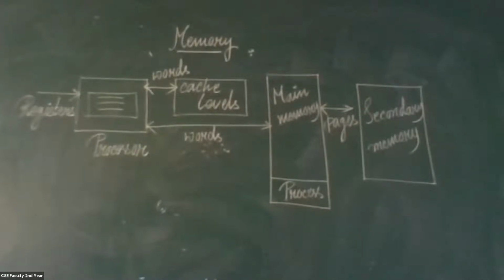The CPU or the processor is not directly connected with the secondary memory. The processor has connection with the cache memory. The processor can have connection with the main memory and with the registers.